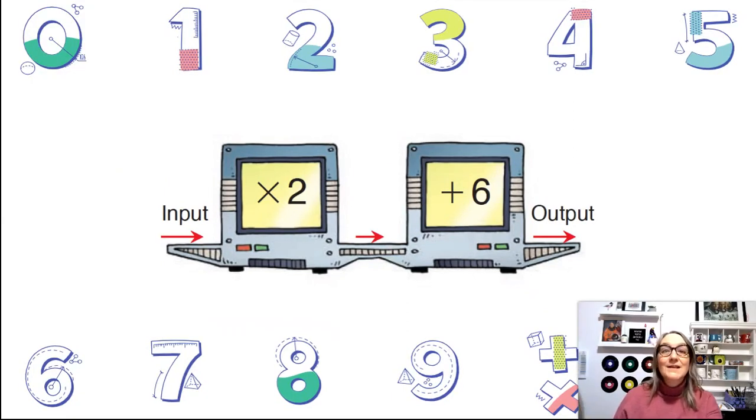Okay, here's another question for you. We're going to use the same function, the same rule relating the input to the output, and that is multiply the input by 2 or double the input, then add 6. Okay, so follow that pattern rule and predict what you would get if the input was 8.